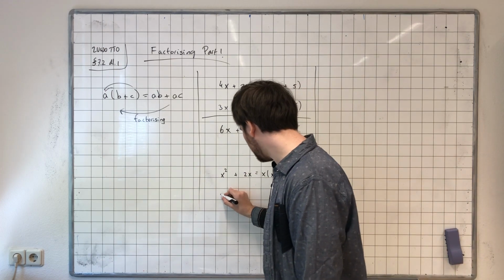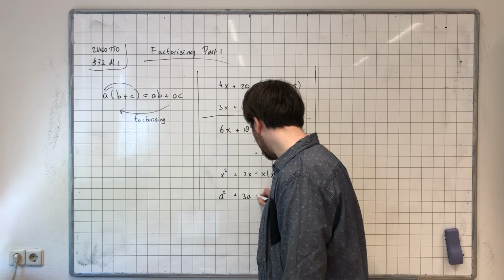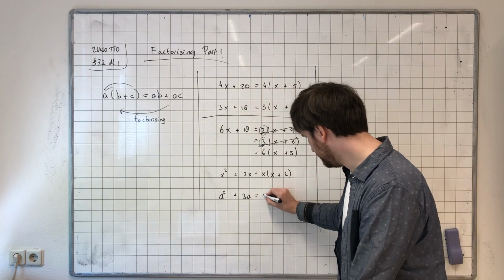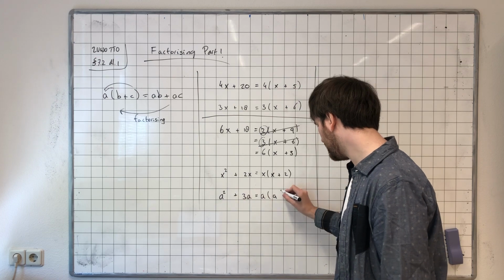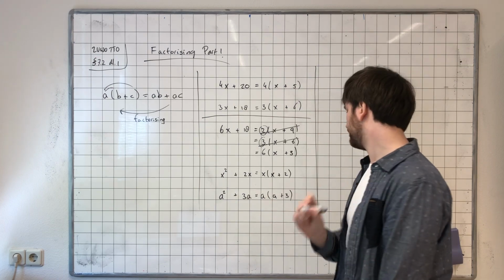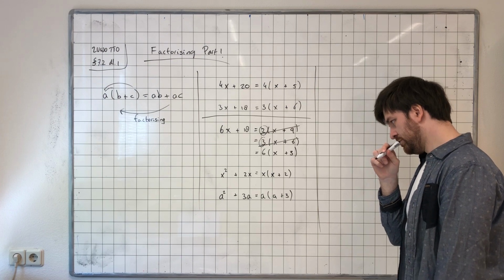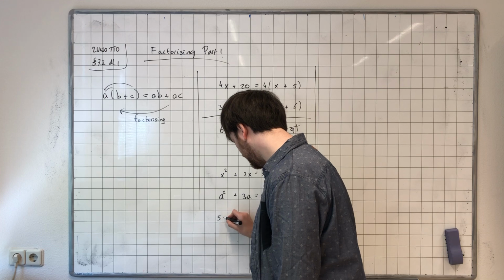Try and see if you can do this one by yourself. Pause it again or not. Should be a times a, that's a squared, plus 3. Okay. Let's make it a little bit harder, not too hard yet.